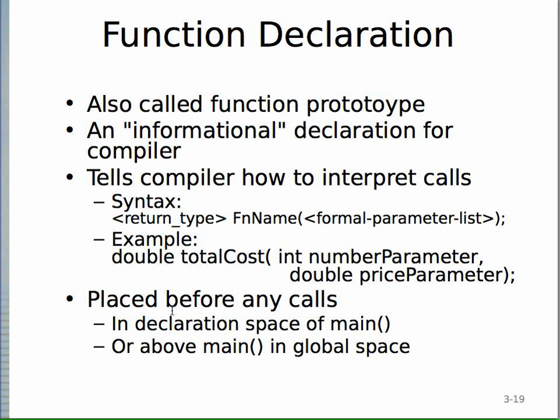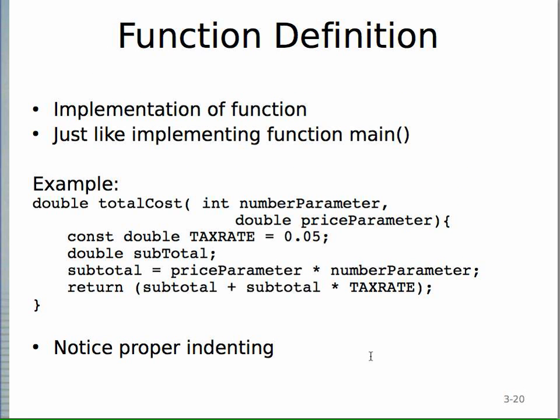So let's look at some of these things in a little bit more detail. A function declaration is also called a function prototype. So you'll see that word in error messages. If you have an error, it'll say missing prototype or something like that if you don't declare it where it expects it. And this is an informational declaration for the compiler. It tells the compiler how to interpret calls, so that where it sees a call to a function, it knows what the parameter list, what the types should be, it knows what to return, and so on. And it should be placed before any calls. Remember, we saw that we had to put that above main in the global space. So we'll talk about global space soon too.